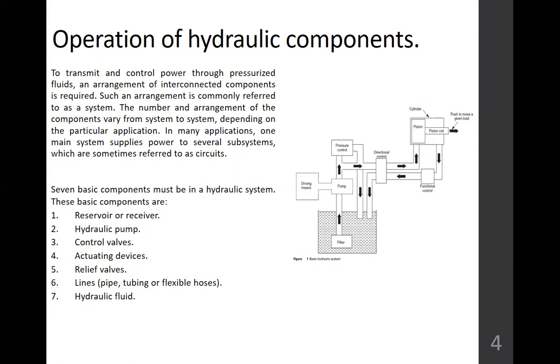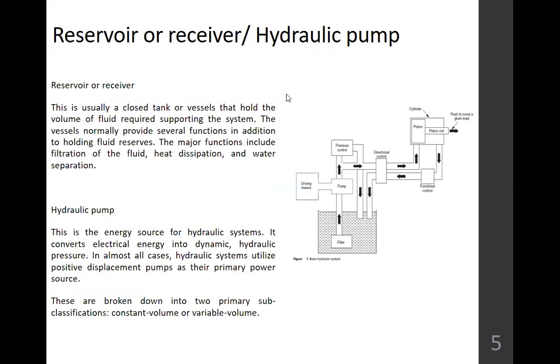Basic lang tayo, ha? Seven basic components must be in a hydraulic system. These basic components are, 1, the reservoir or receiver, hydraulic pump, control valves, actuating devices, relief valves, lines, siyempre yung pipe, tubing, or flexible hose, and the fluid, hydraulic fluid. Now, start with reservoir or receiver, the next hydraulic pump.